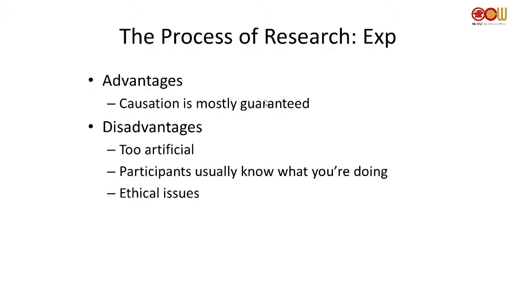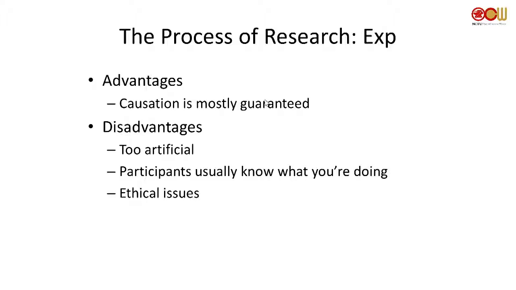The advantage is, okay, causation is mostly guaranteed. If you want to draw any causal relationship between the cause and the effect, usually experimental design is better. But there are still disadvantages. The first one, too artificial. Okay, because the subject has to come to a lab, and the subject knows that he is participating in research. So for him, he might not react naturally because the whole context is too artificial.